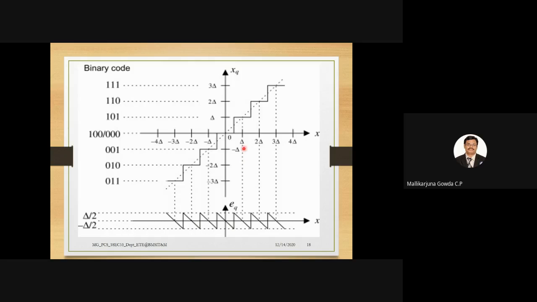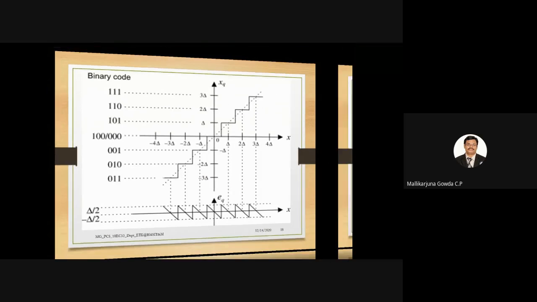Are you able to understand the dotted line that is written, and how it oscillates between plus delta by 2 and minus delta by 2? Because from one level to the next it is delta, right? This value will be delta by 2. Yes or no? Yes, sir. Wherever the cursor is kept, that value is delta by 2. Because this is an important concept.